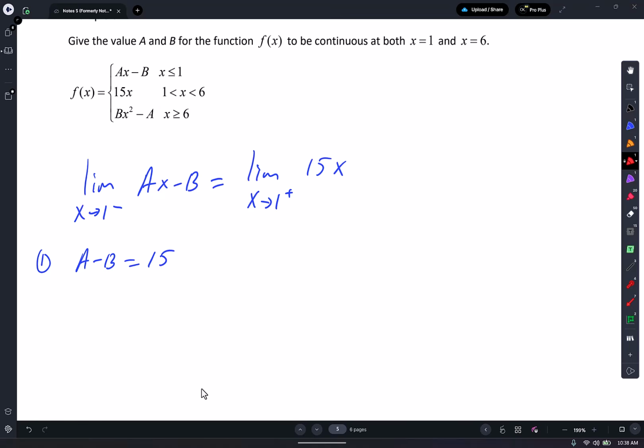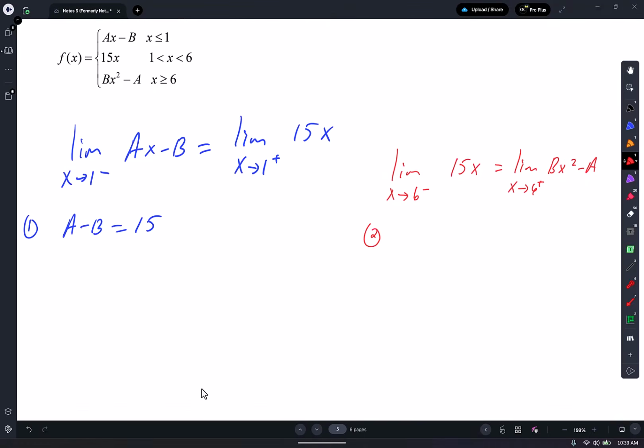All right, the limit as x approaches 6 from the left of 15x better equal the limit as x approaches 6 from the right of bx squared minus a. Are we still okay? Here's equation 2. 15 times 6. Well, let's see. 15, 30, 60, 70, 90. So 90. Yeah, let me make sure. I make mistakes all the time.